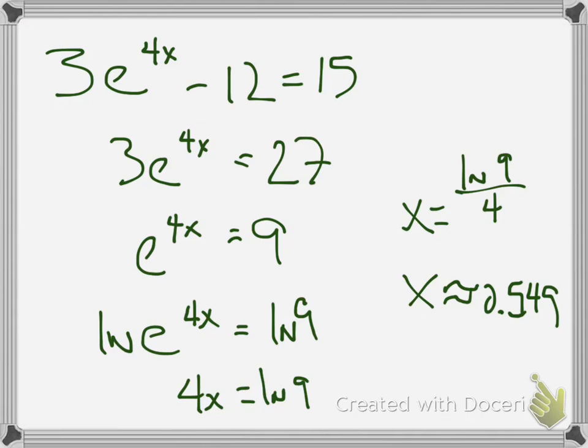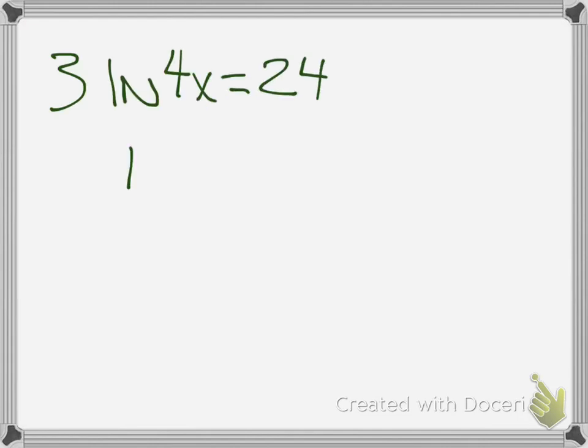All right, let's look at another problem. One more example, and then I'm pretty much done. Okay, so now, what happens when I have a natural log? Let's see if we can rewrite it in exponential form. But again, to get into exponential form, we need everything inside the logarithm on the left side. So I'm going to divide by 3. Oh my goodness, I'm so slow today. So natural log of 4x is equal to 24 divided by 3, which is 8.